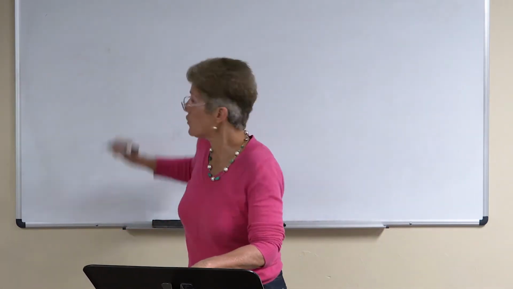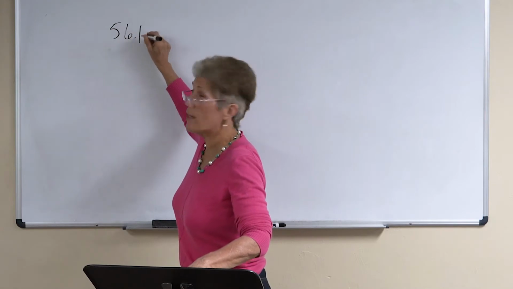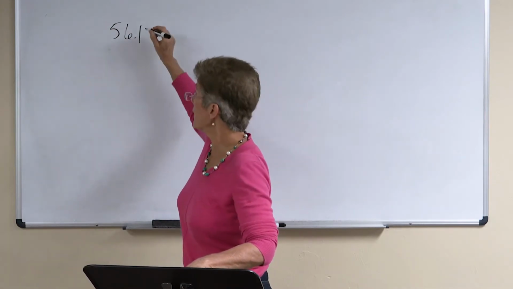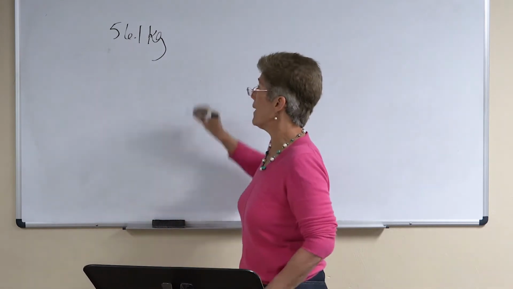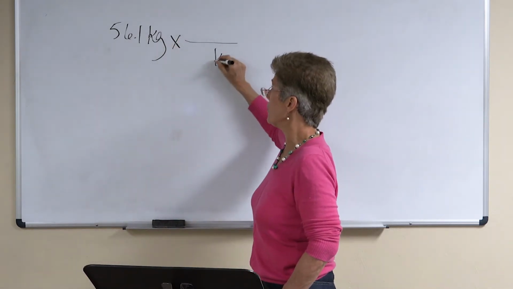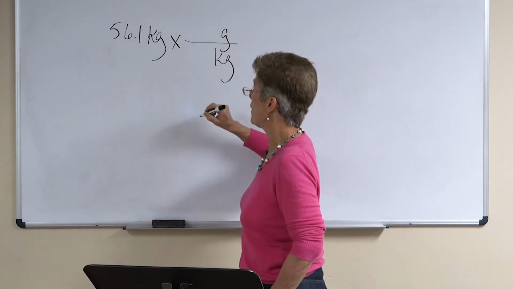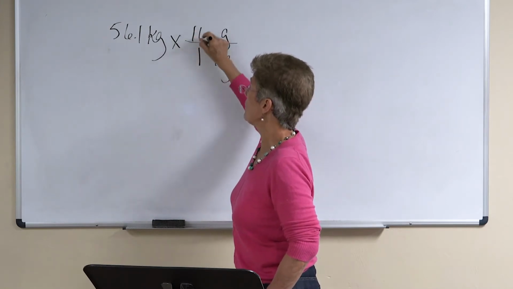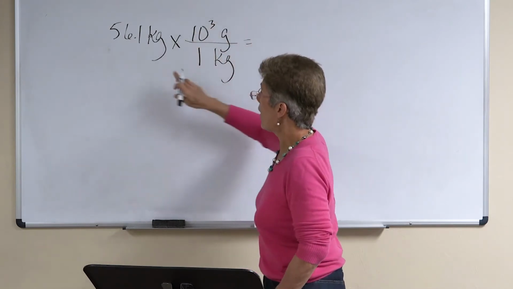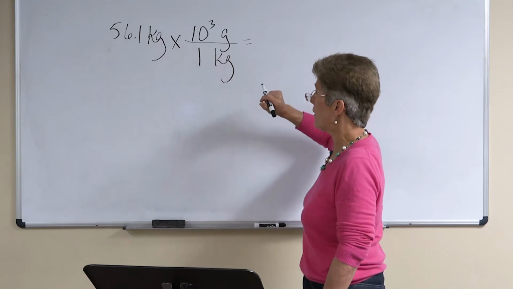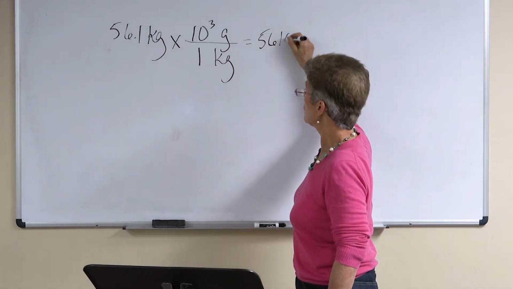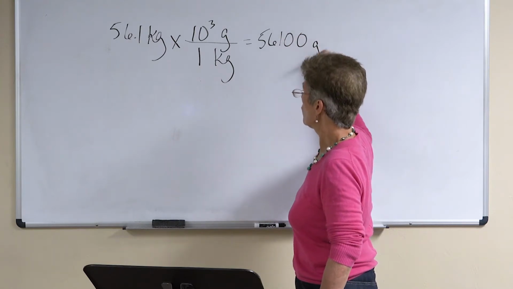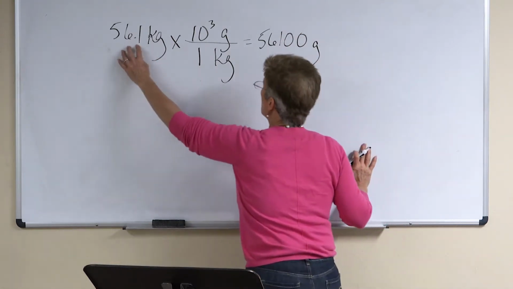Number 4, the mass of a stone is 56.1 kilograms. And we want to know how many grams it is, so I'm going to go times line. Kilograms go on the bottom, grams go on the top. I know that in every 1 kilogram there's 1,000 grams. So I'm going to move my decimal place back by 3, so it's going to be 6,100 grams. I have 3 significant figures here.